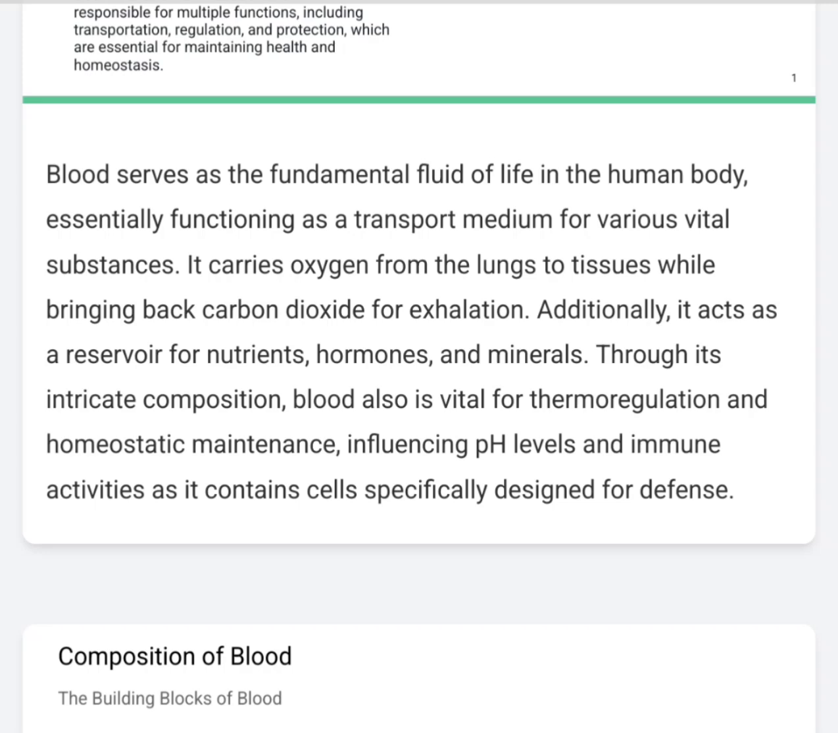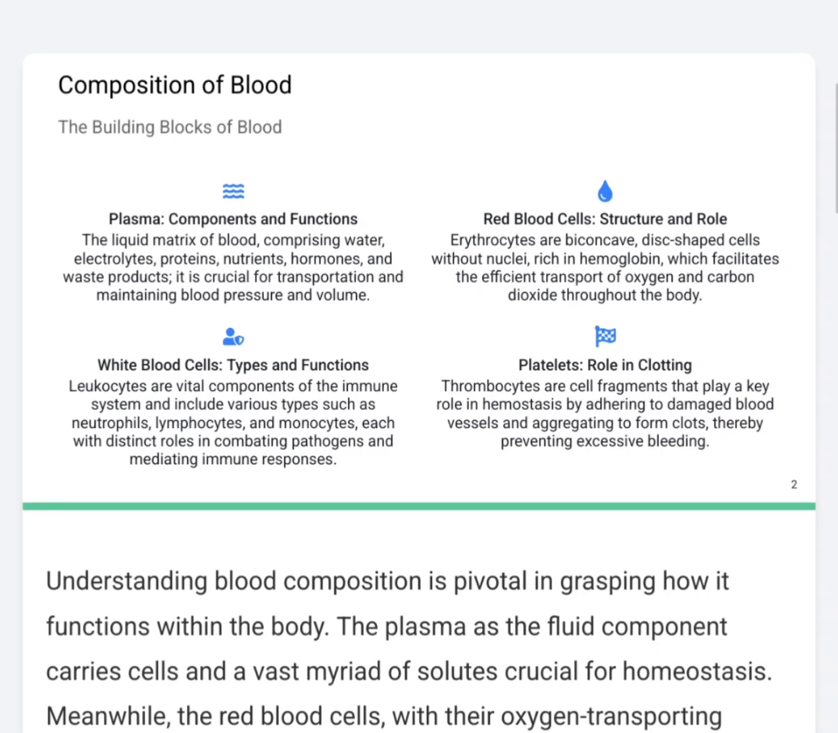Moving on to composition of blood. Composition of blood, the building blocks of blood: plasma, red blood cells, white blood cells, platelets. Plasma components and functions: the liquid matrix of blood comprising water, electrolytes, proteins, nutrients, hormones and waste products. It's crucial for transportation and maintaining blood pressure and volume.